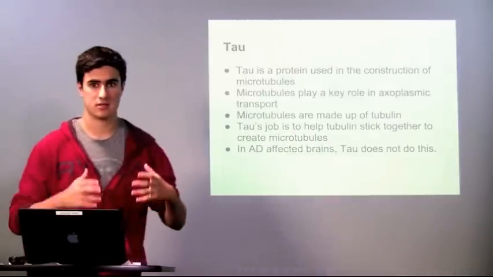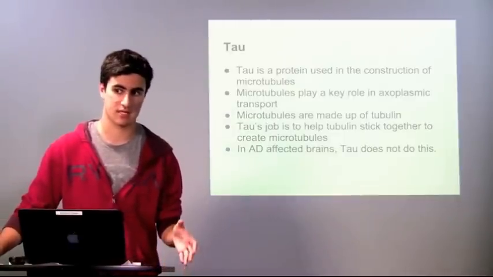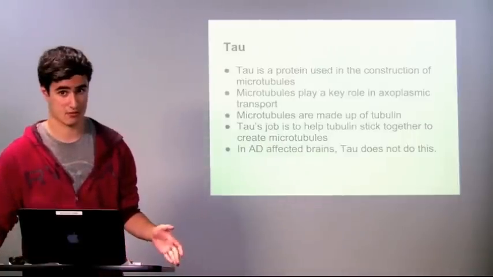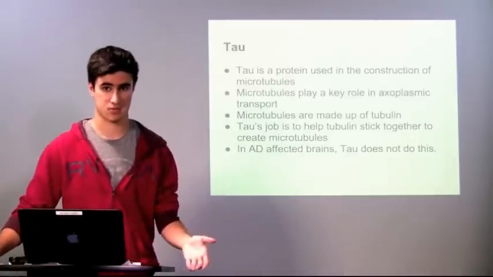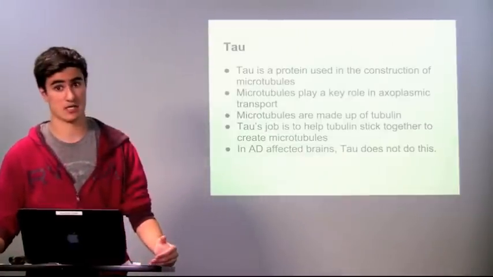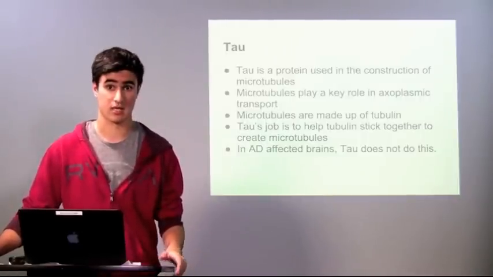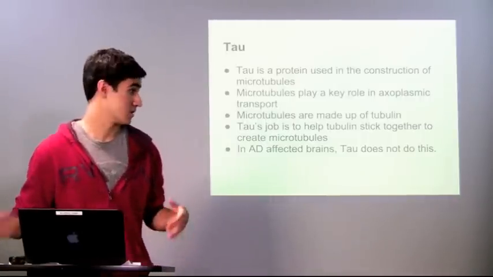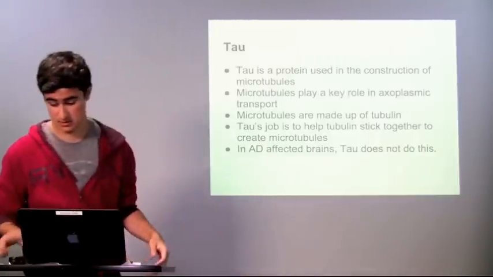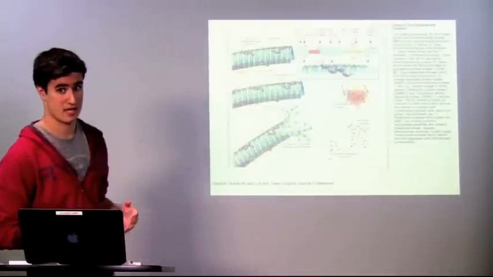Essentially, tau's role in the human body is that it's a protein that bonds to tubulin, which makes up microtubules, which are used in axon transport, so the communication between neurons. And in an Alzheimer's affected brain, these taus become hyperphosphorylated, and instead of sticking to tubulin, they begin to stick to other tau, which is a big problem because it forms these oligomers, or p-tau, or neurofibrillary tangles, however you want to call it. I'll show you a diagram in this next slide.